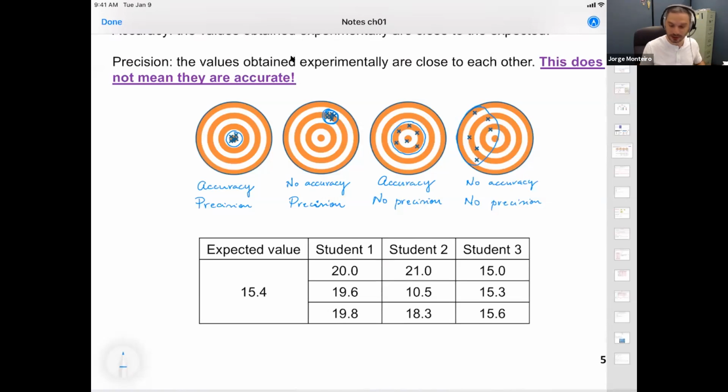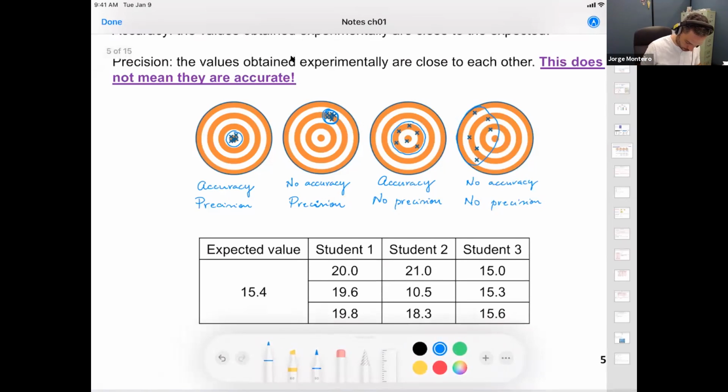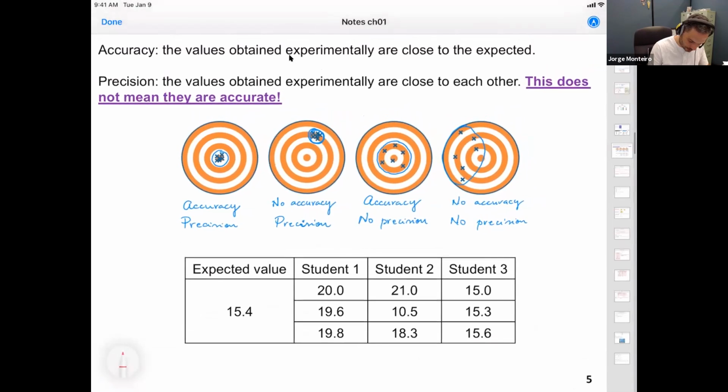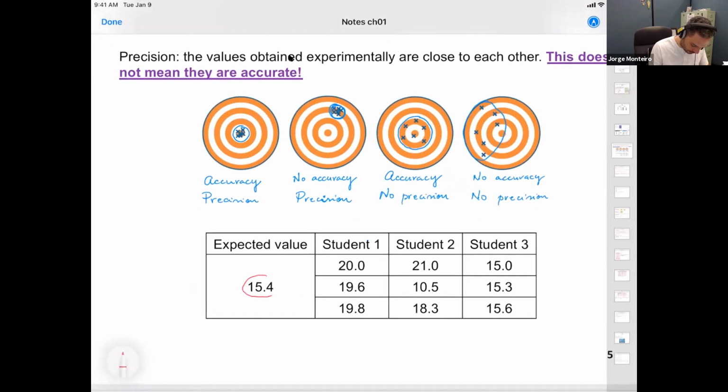Okay, seems that it's very clear for everybody, which is good. So we can move on a little faster. Okay, so this is the benchmark for accuracy. Student one is way far from the expected, so there is no accuracy here. However, the values are very close to each other, which means there is precision. Okay, so no accuracy, but yes, precision.